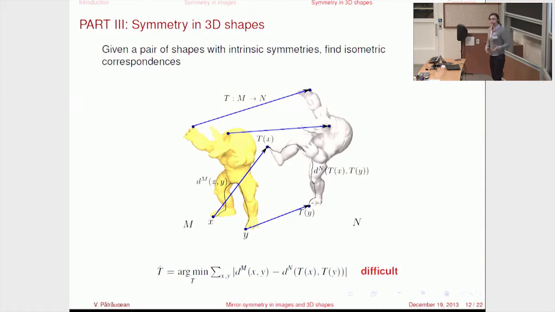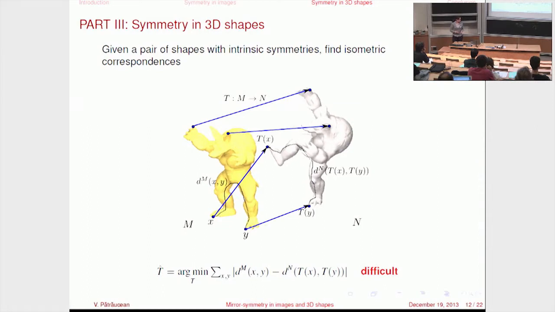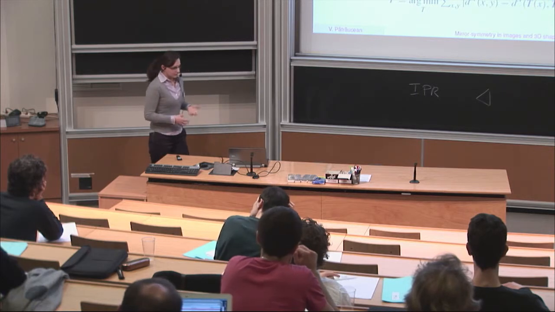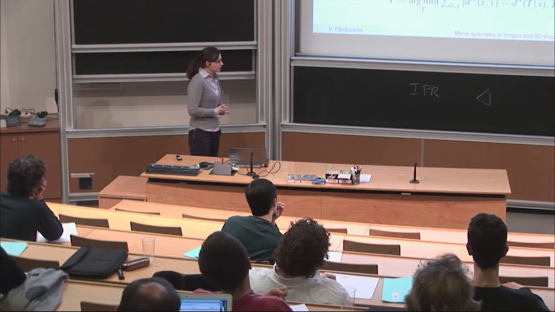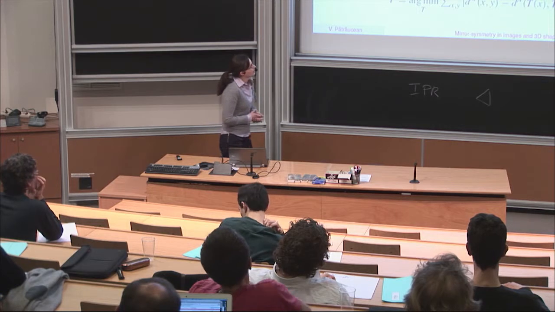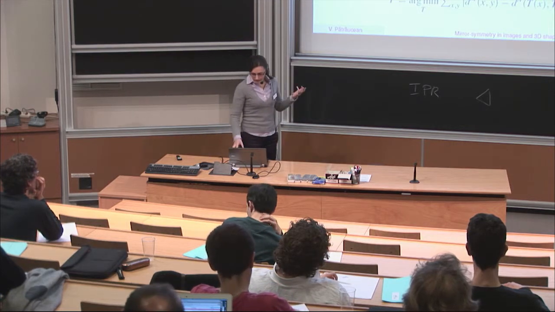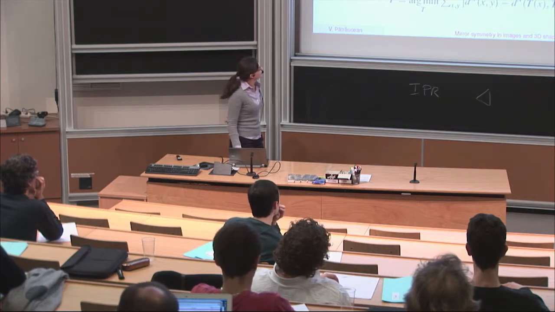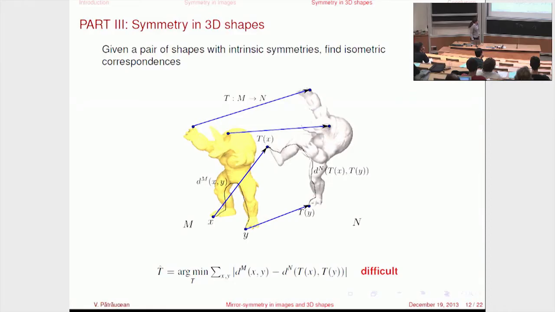As I said, isometries preserve geodesic distance. The first idea would be to put the geodesic error and minimize this. But this is a difficult problem. We are actually trying to look for a graph isomorphism. Only computing the geodesic distance is difficult, and minimizing this would be very difficult. So this is the general problem without talking about the symmetries.